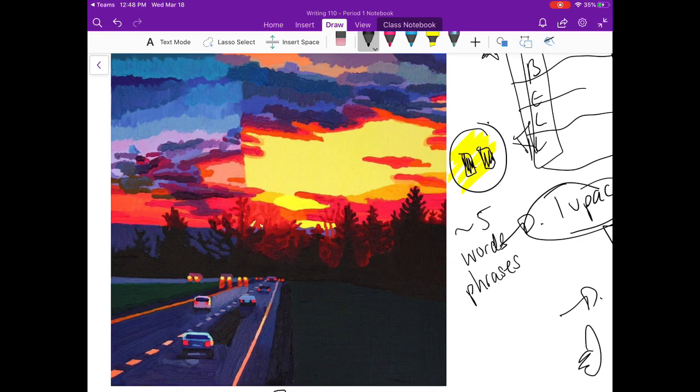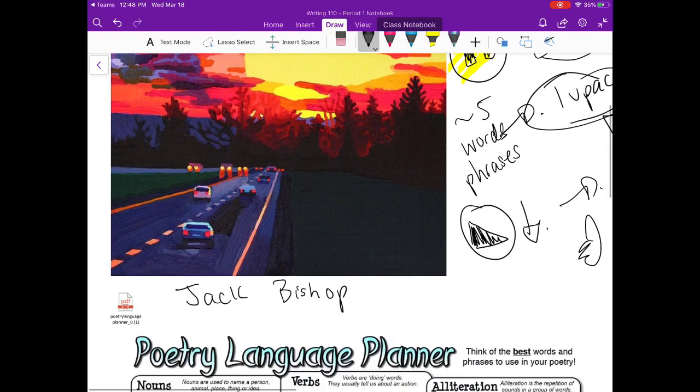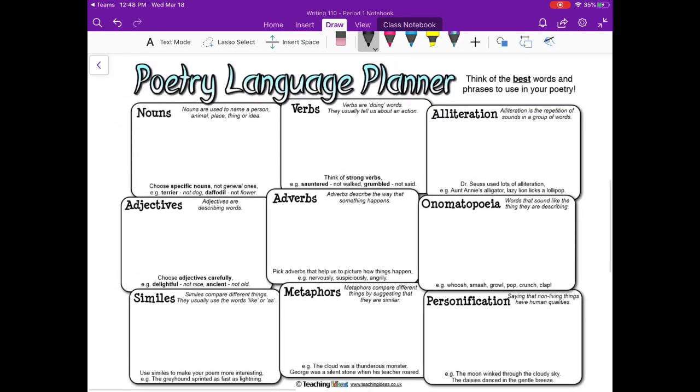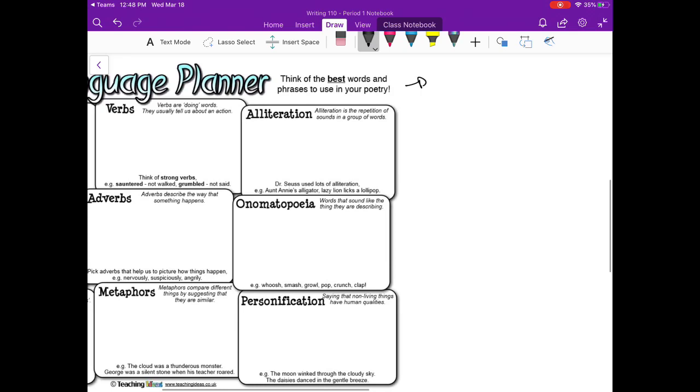Alright, I'm hoping you paused. If you haven't, you really should. If you have hit play, let's go into what I'm asking you to do. Now, I'm going to have to come back and forth between this picture and the sheet a few times, so let's take a look at it. The sheet below is a poetry language planner. This can also be a descriptive language planner.